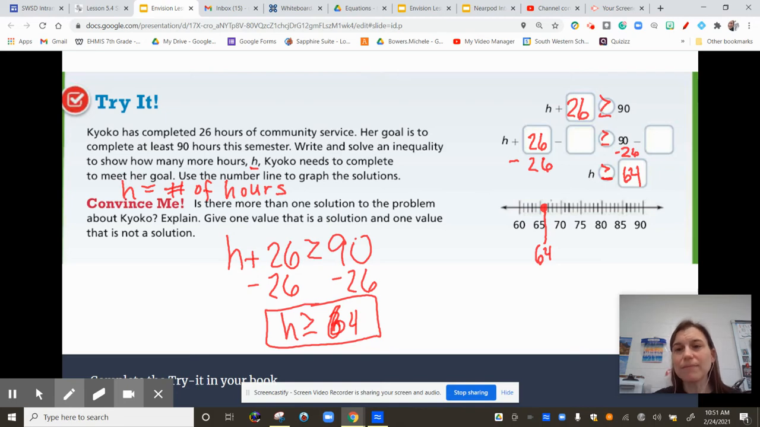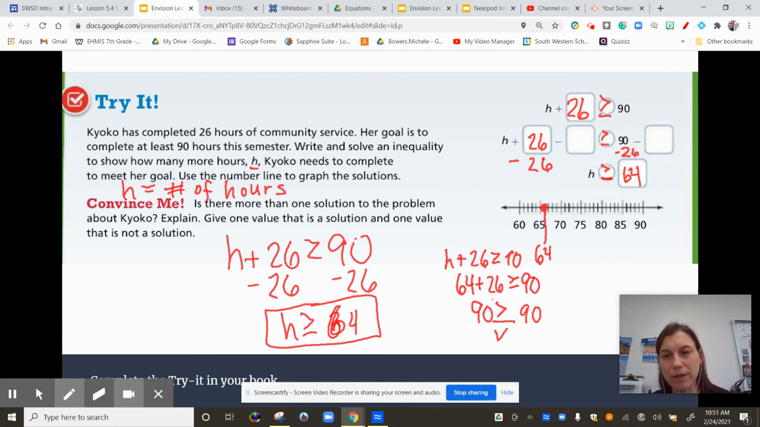So I should check that. 64, H plus 26 is greater than or equal to 90. So 64 plus 26, is that greater than or equal to 90? And that equals 90. So this is the part that gets people stuck, as they say, well, 90 is not greater than 90. I know, but it is equal to, and equal to is okay. So this does check. Now, if I didn't have the equal to sign, then that would be a point to make, but still, it is equal to, so I'm allowed to shade it in.